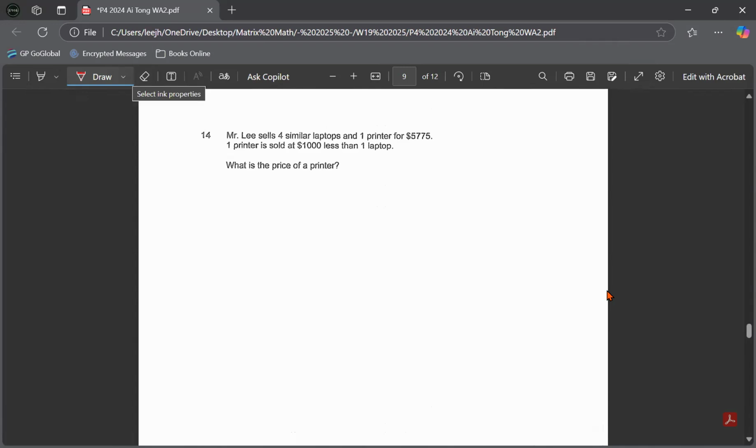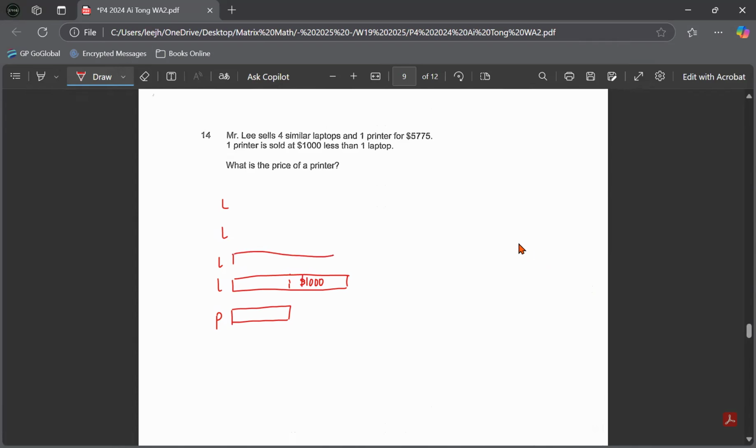Okay, so we draw 4 laptops first. One, two, three, four. Use 4 L's to represent. One printer, just write a P. Okay, so we draw the model. So you know already that the laptops will be more expensive than the printer. One laptop is $1,000 more than the printer. So I'm going to draw it longer. Printer is just like that. This is $1,000. Okay, so printer is 1,000 less, laptop is 1,000 more.